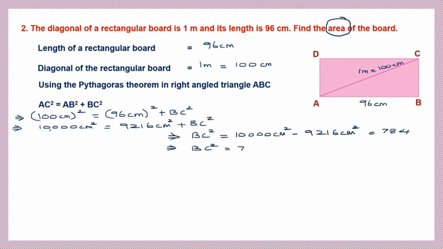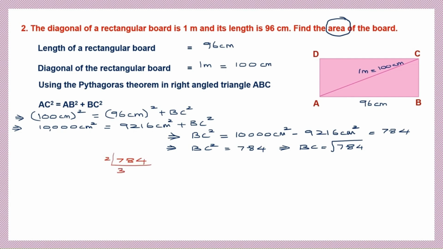BC square is 784. That means how much is BC? BC will be equal to the square root of 784. So now let's find the square root of 784. Let's do it here. Now this is the prime factor method. That means I'm going to find all the prime factors of 784, starting with 2.